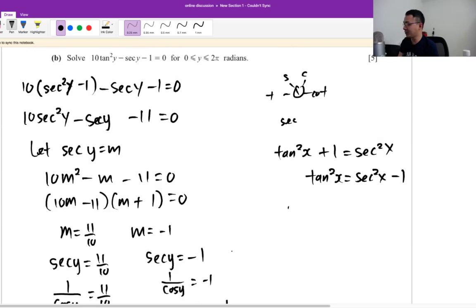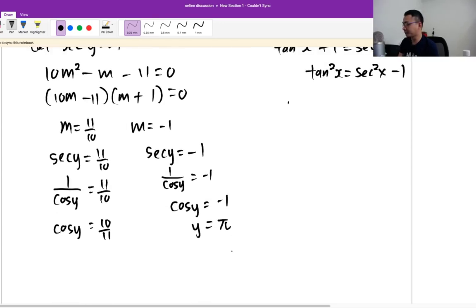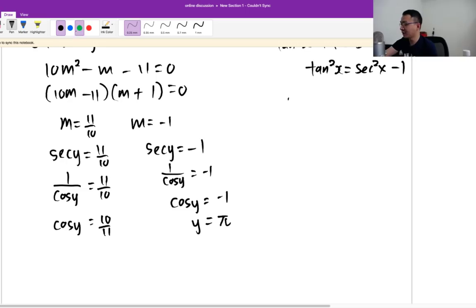The answer is between 0 to 2 pi, right? Okay, then we need to solve this one. From here, we know cos is positive in the first and last, right? First is just the theta, last is 2 pi minus the theta. Alright, so I can get the y by typing in the calculator. Change the calculator into radian, please. So shift cos 10 over 11.